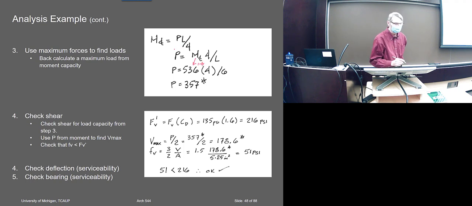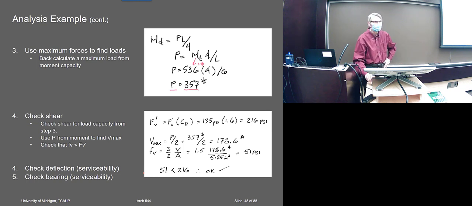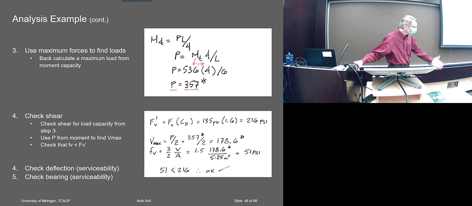And if it's a point load at the center, PL over 4, I can calculate P. So that's pretty straightforward. 357 is what it ought to carry. Actually it's only 5 feet, but if it was 6 feet, it easily carried me.